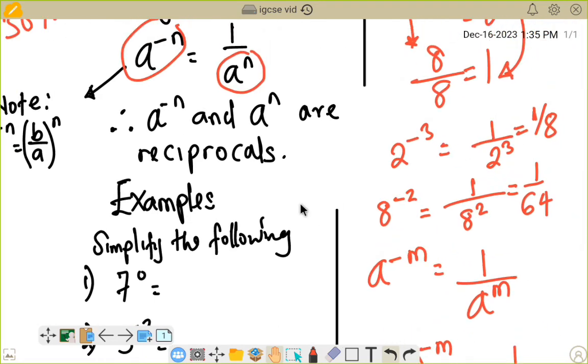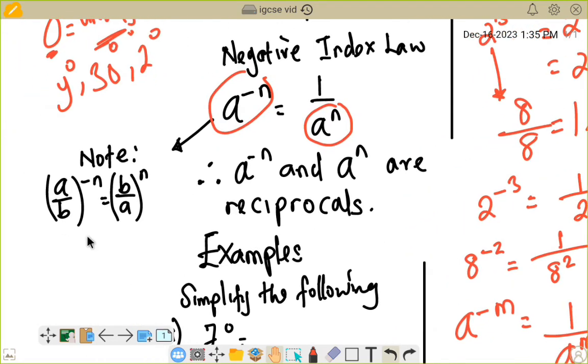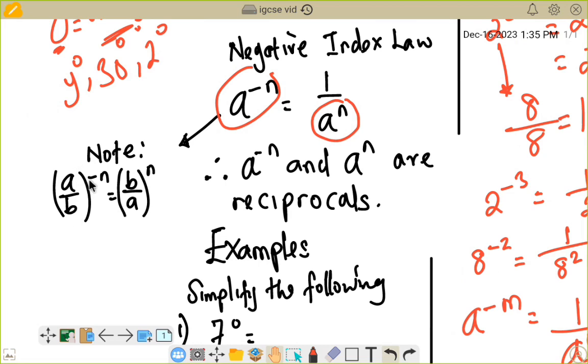You can see it from here. a over b raised to the power minus n is the same thing as b over a, then raised to the power n. So merely finding the reciprocal removes the negative sign. So you have b over a raised to the power n.